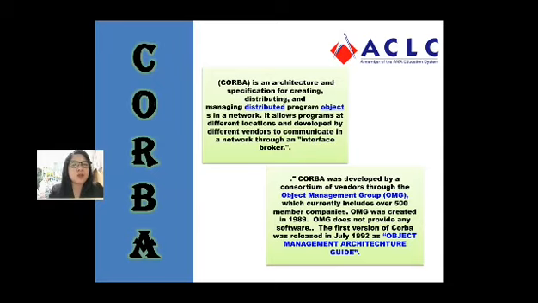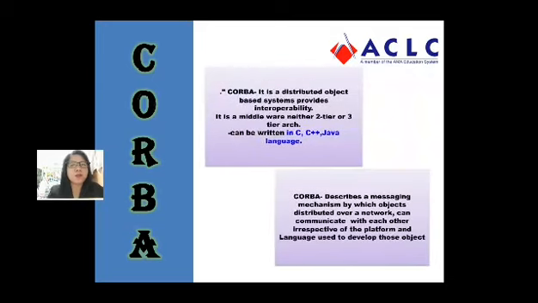CORBA was developed by a consortium of vendors through the Object Management Group, or OMG, which currently includes over 500 member companies. OMG was created in 1989. OMG does not provide any software. The first version of CORBA was released in July 1992 as the Object Management Architecture Guide.